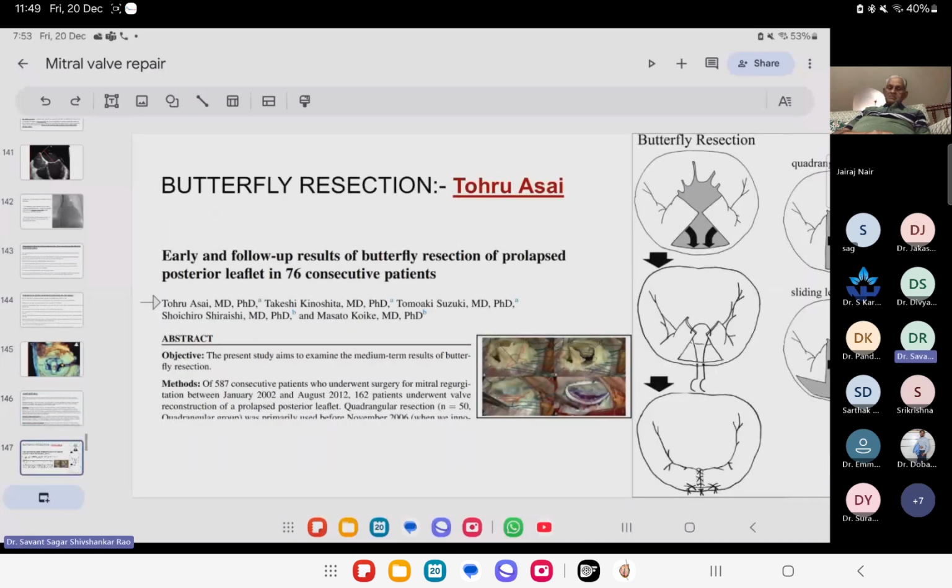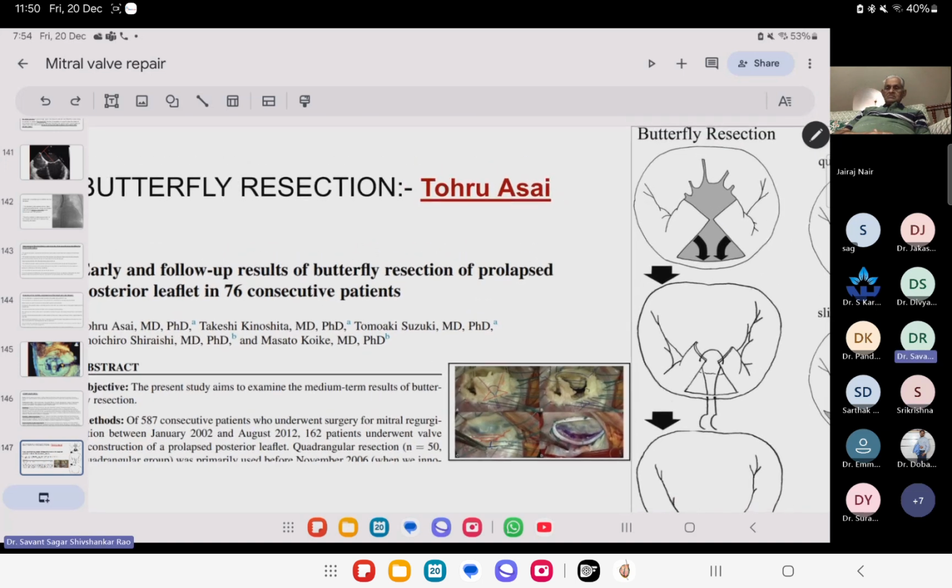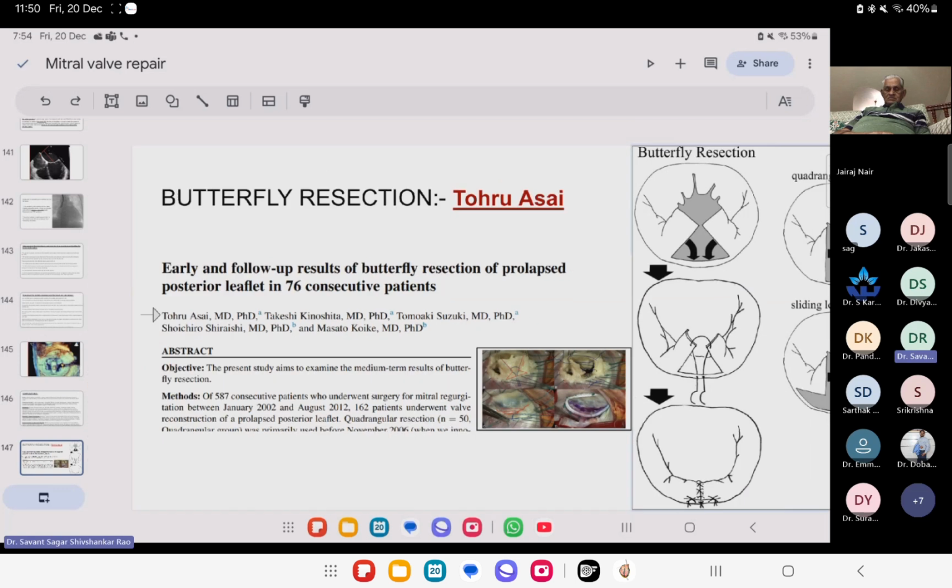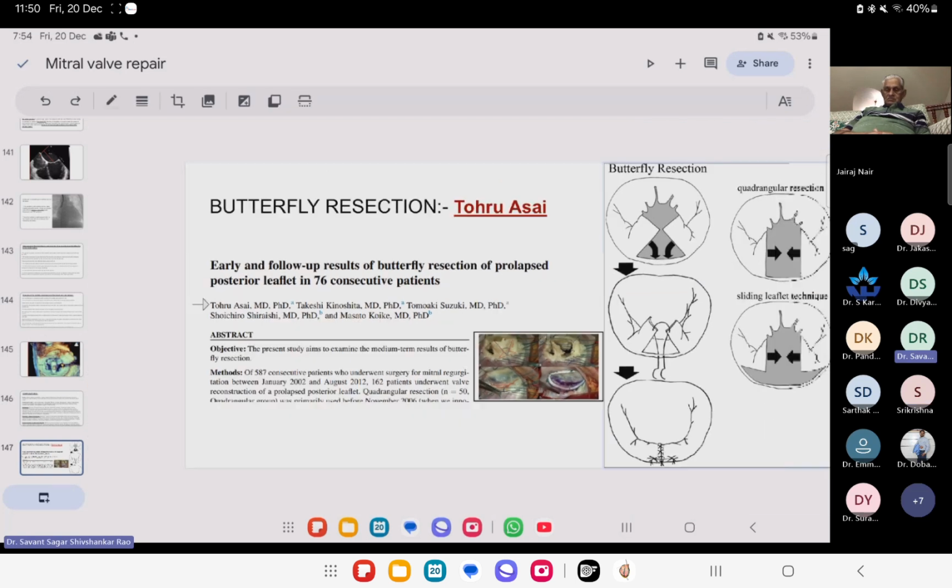So too many complications are going on. One more thing that was asked in the previous class was butterfly resection, which was proposed by Toru Asai. This method was used mainly when the PML prolapse is more than 15 mm, in which resection of the anterior posterior mitral leaflet is done as shown in the figure on the right side, and the below triangle resection is done, which is brought to the annulus with a foro stitch and sutured interruptedly with prolene.